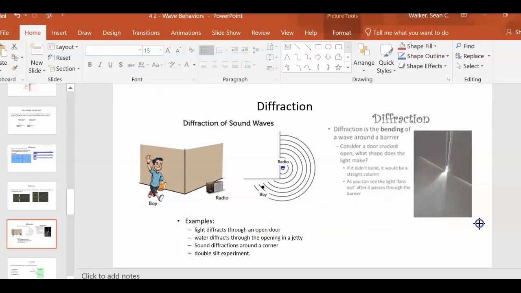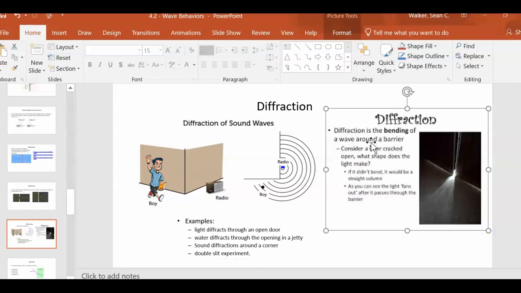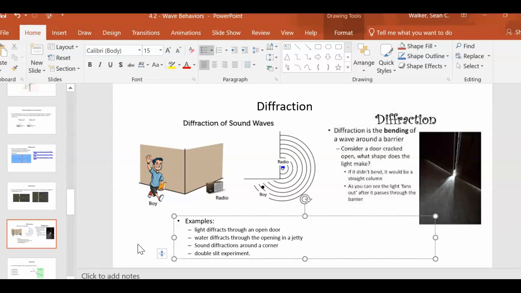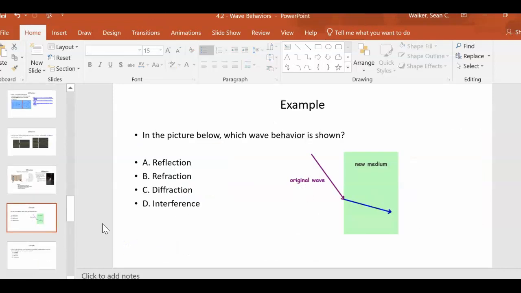This little bit right here is just showing you the definition of diffraction again. Diffraction is the bending of a wave around a barrier. If you close the door just like a crack, and you see the light spreading out right there, that's an example of diffraction. And not to be confused with refraction, which is the bending of light when it goes from one medium into another medium. Diffraction only happens when a wave hits an opening or a barrier or something like that. All right, so that is diffraction.